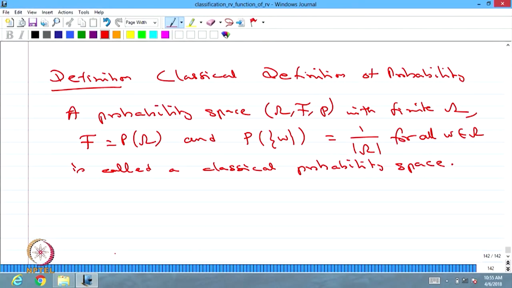The probability measure P, which is defined in this probability space with omega finite and F the power set of omega, and P on each possible outcome equally likely, that is 1 divided by the number of elements in omega, is called a classical probability measure, and the probability space is called a classical probability space. So the classical probability space is a special case of the probability space which we have defined earlier, that is called the axiomatic definition of probability. The special case is the classical probability space.